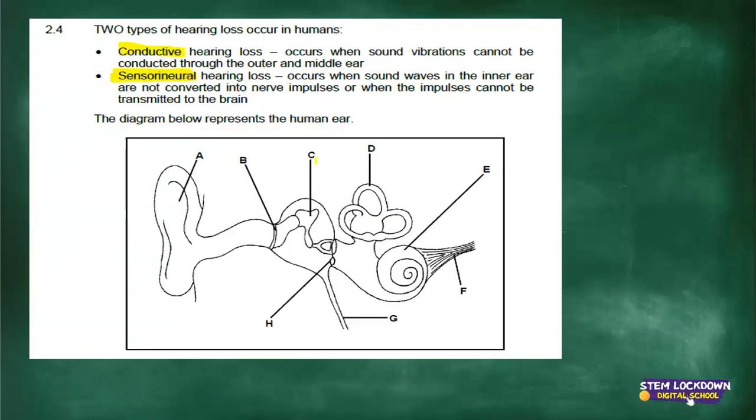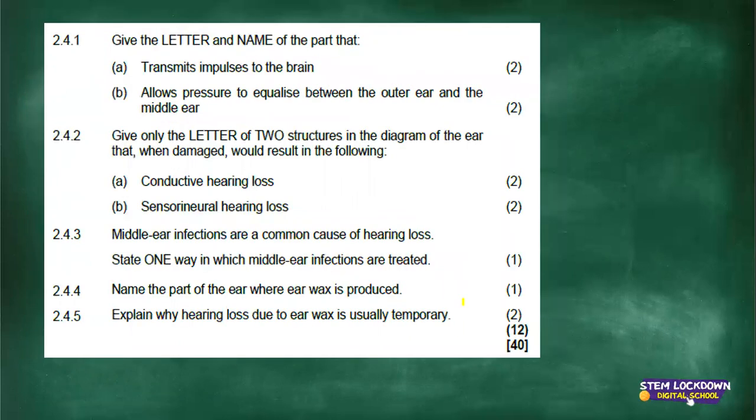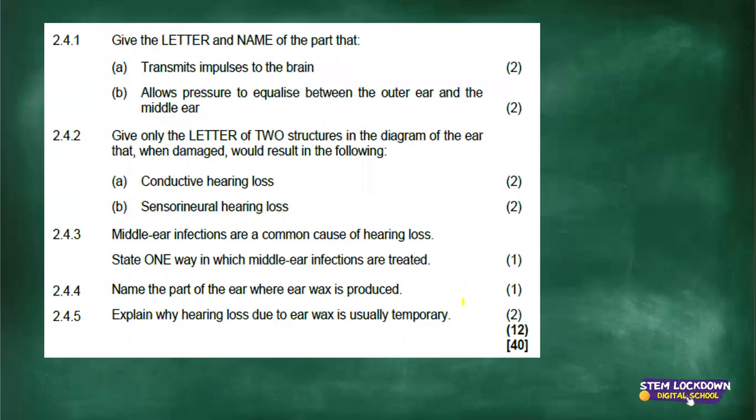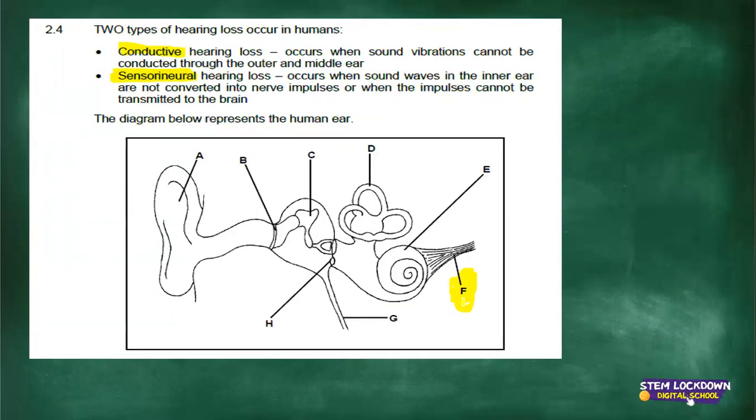The auditory nerve is part F over here. This here, part F, the auditory nerve, is the one that transmits impulses to the brain. And B, which one allows pressure to equalize between the outer ear and the middle ear? That is the eustachian tube, which is G. The eustachian tube allows pressure to equalize between the outer ear and the middle ear. There, this is the eustachian tube. You can even see the tubes.